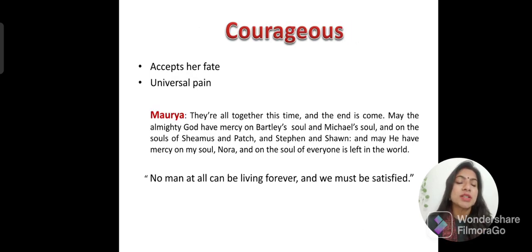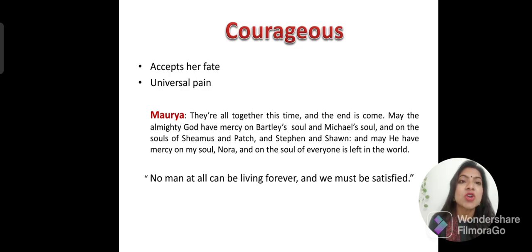The next quality that we find in Maurya is that she is courageous. She accepts her fate. And also, she not only talks about her pain, but talks about the pain of humanity. And her words provide solace to everyone who has lost their dear ones, their family members in any calamity. In the end, Maurya reaches a level of endurance, and she is fearless now.